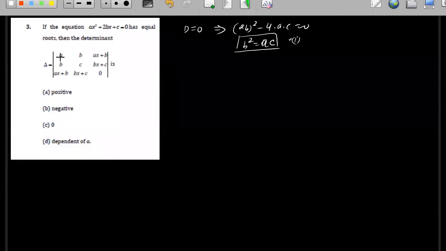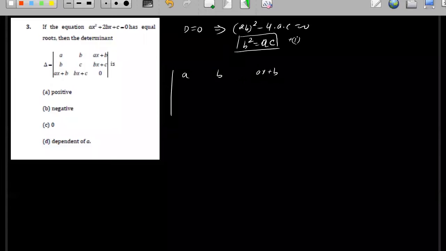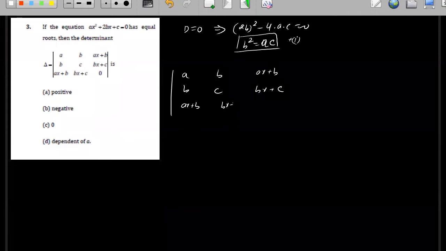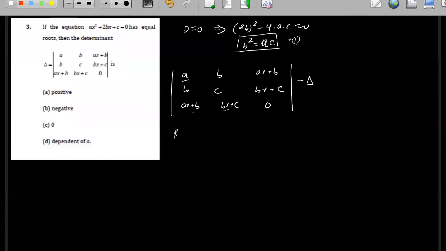Second, we have been given this determinant: a, b, ax plus b; b, c, bx plus c; and ax plus b, bx plus c, and 0. Now I have to find the value of this determinant. Now we can see ax is a into x, bx is b into x. So we can do some elementary transformation: we can write row 3 as row 3 minus row 1 into x plus row 2.